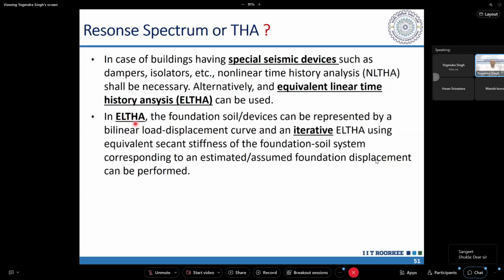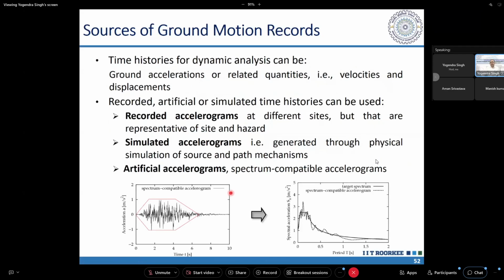In equivalent linear time history analysis, the foundation soil or the device is represented by a linear model, and as I explained in the morning, we iteratively perform linear analysis, either linear response spectrum analysis or linear time history analysis. We perform it iteratively and obtain the solution when it converges, when the assumed displacement and the displacement which we are obtaining from the analysis match.